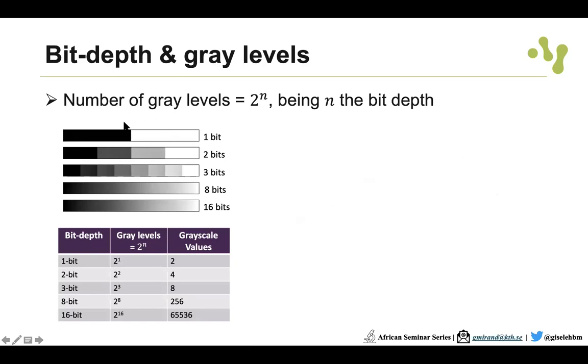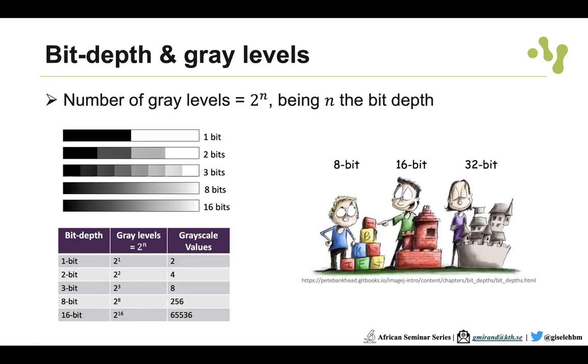So for instance, if we have 2 bits, then we can represent only black and white. But as we increase the number of bits, then we can represent more information. If we consider 8-bit images, then we can represent 256 values. Microscopy images are usually 12 or 16 bits. So the key concept here is that the more bits you have, the more details you can represent, the more information you can represent.